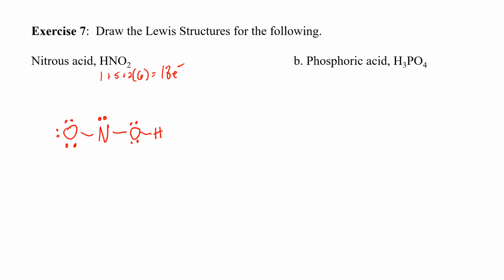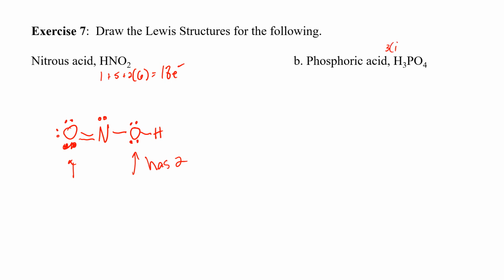Nitrogen's not happy. So we could choose to make a double bond here or here. Now let's think about our bonding patterns. I recently told you that oxygen likes 2 bonds. So look, this oxygen on the right already has 2. Why wouldn't we give the oxygen on the left the double bond? Right, so now everybody's happy. Lewis structure is finished. Let's look at phosphoric acid, H3PO4.